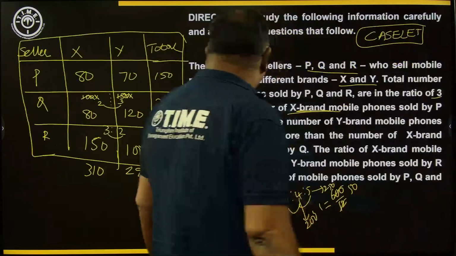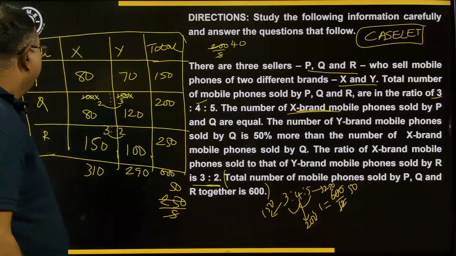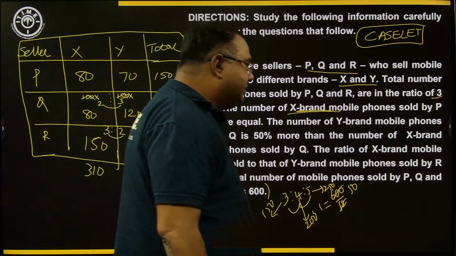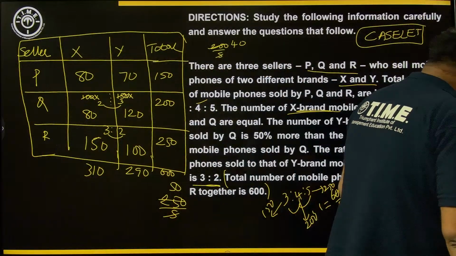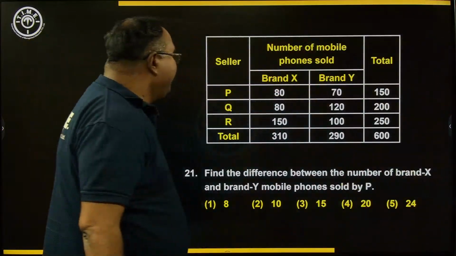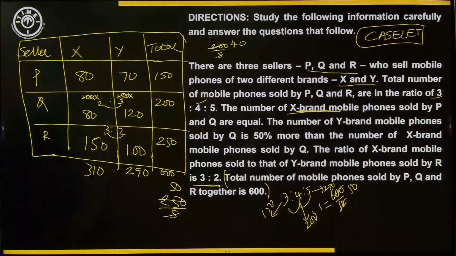Brand X 80 and brand Y 70. Correct, Srinivas. Seller P sold brand X. Correct. Brand X 80, brand Y 70. That's what we have written, right?